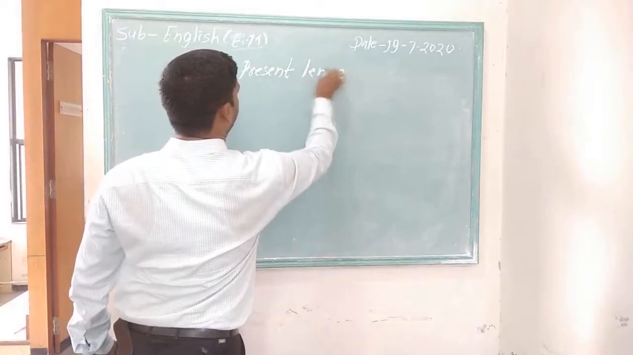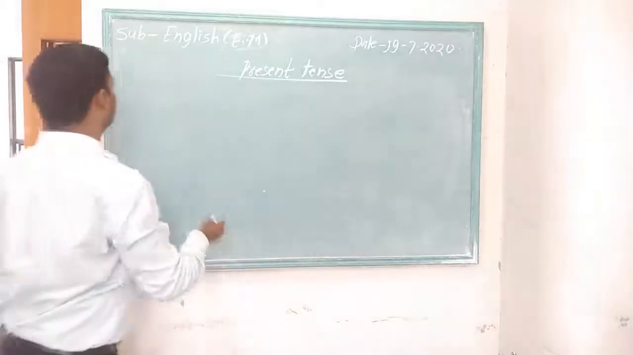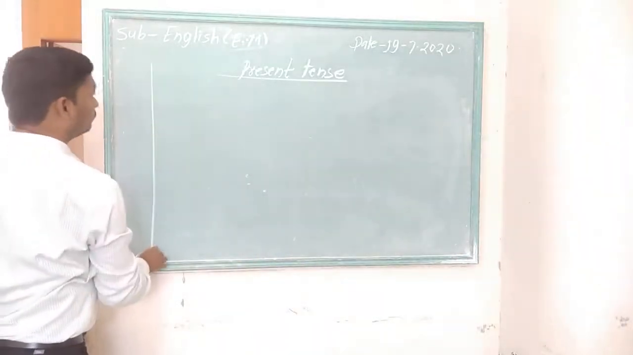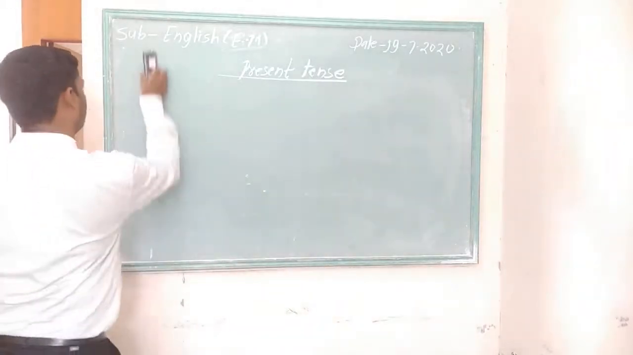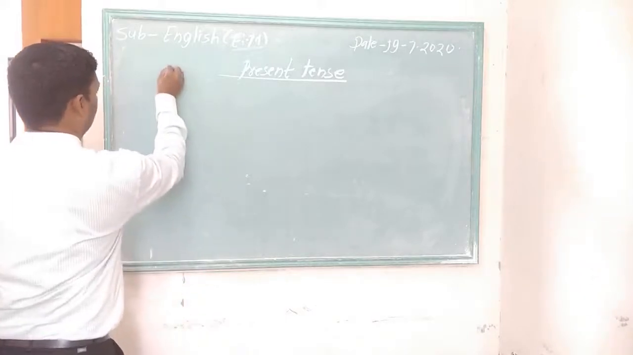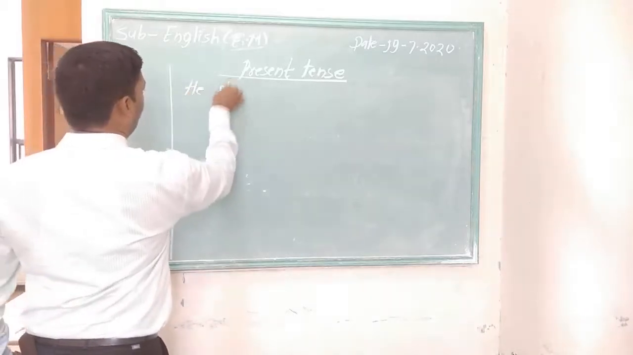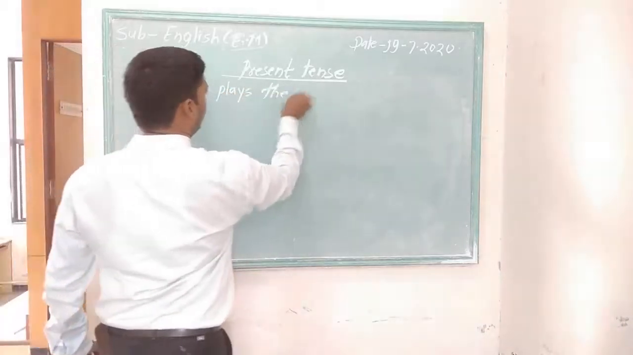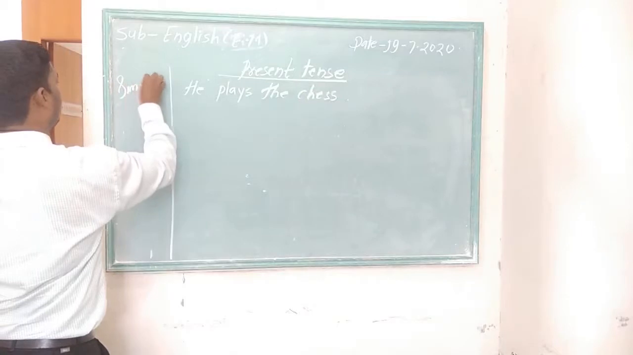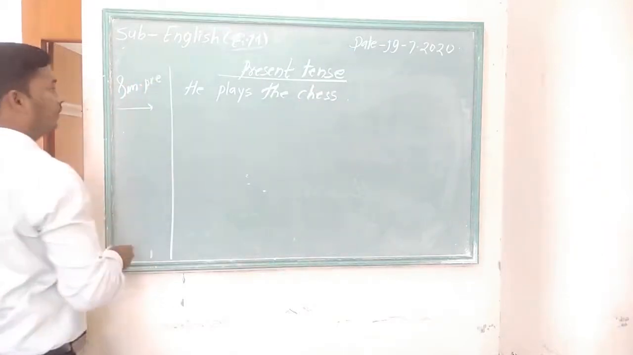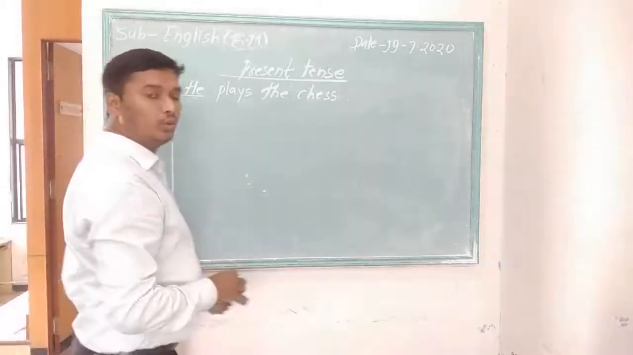First, present tense. I take only one example. He plays the chess. It is simple present. He played the chess. Look, how to convert into passive voice.